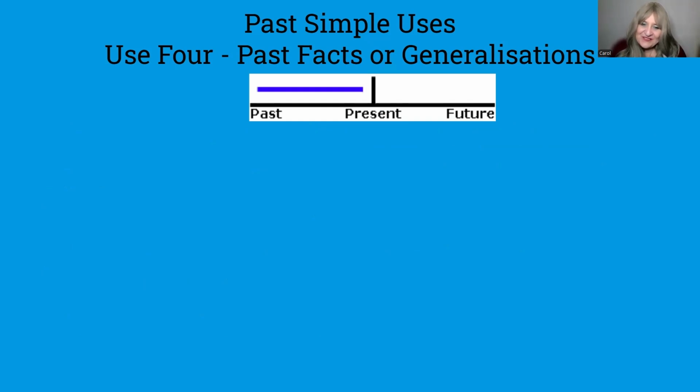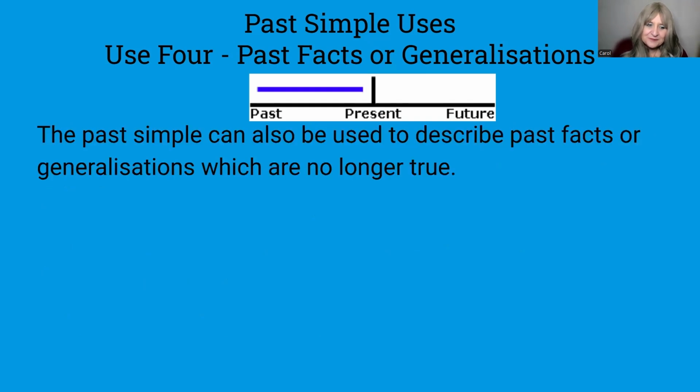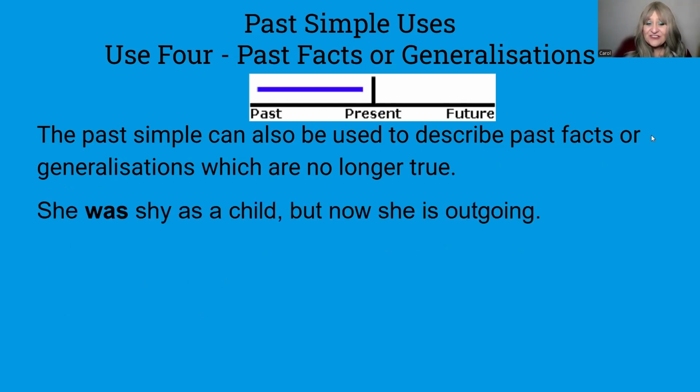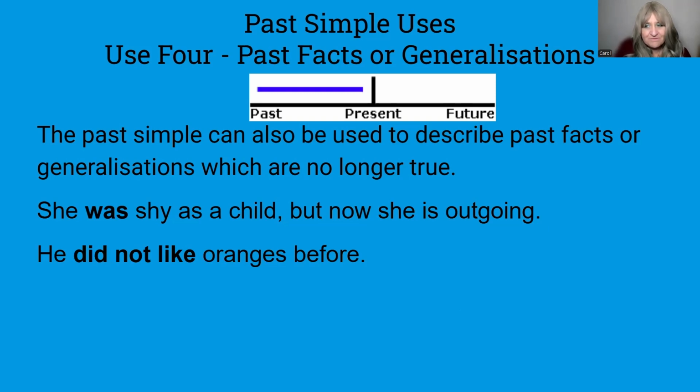Use four is to talk about past facts or generalizations. The past simple can also be used to describe past facts or generalizations that are no longer true. So let's have a look at some examples. So she was shy as a child, but now she's outgoing. He did not like oranges before, but now he does.